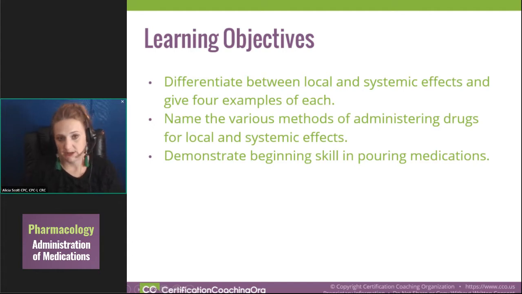Now we're going to have some more learning objectives. The next section we're going to talk about is what's the difference between a medication that's a local or a systemic medication.